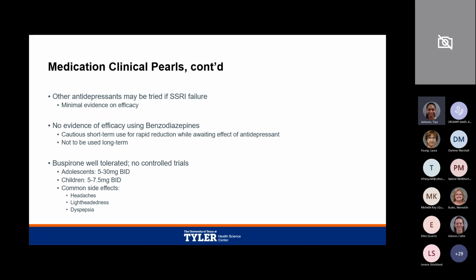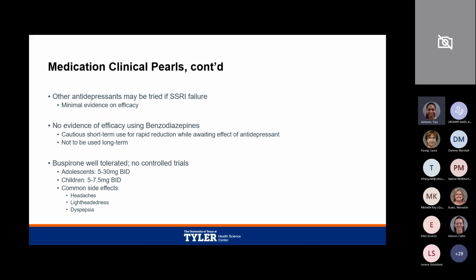And me personally, I typically stay away from the benzodiazepines in children and adolescents, and try to use other medicines unless it's just absolutely no way that I can get away from it. I'll try just about everything prior to benzodiazepines.